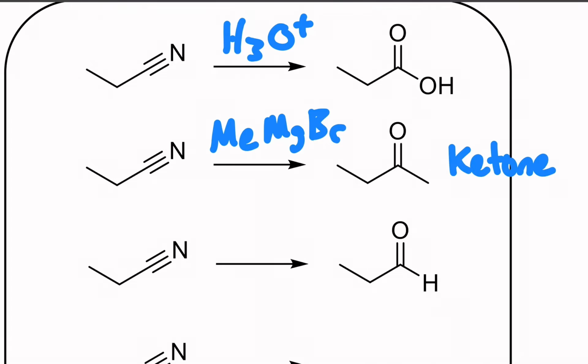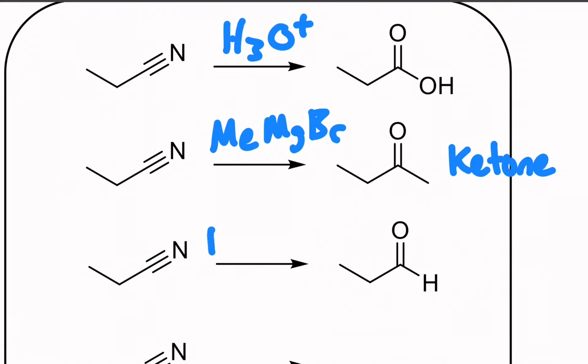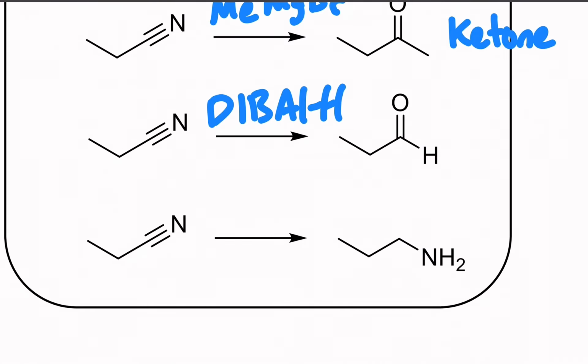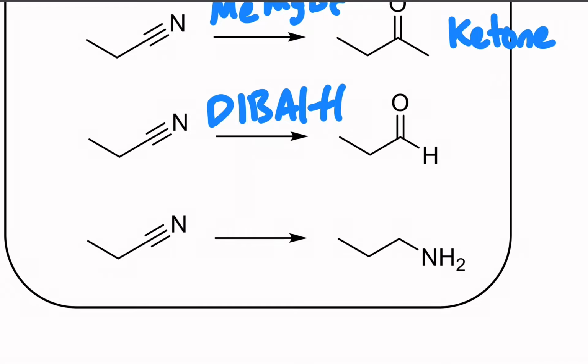And now that you've seen it a couple of times, how might we make an aldehyde from an acid derivative? We're going to use DIBAL, diisobutyl aluminum hydride. And then one last one that we have seen, to take a carbon-nitrogen triple bond and make it a carbon-nitrogen single bond, you hydrogenate it. H2 and palladium.